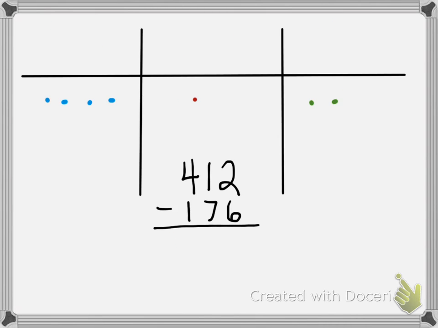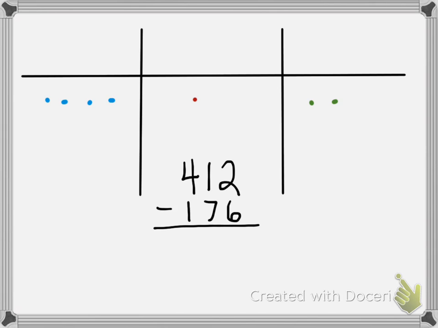Let's try another one. So the number I'm showing this time is 412. 4 hundreds, 1 ten, and 2 ones. And we are going to be subtracting 176. So we begin in the ones place. We're starting with 2. We're supposed to take away 6. As you can see, we don't have enough ones to take away 6. So then we have to figure out what we're going to do next. How are we going to get more ones?